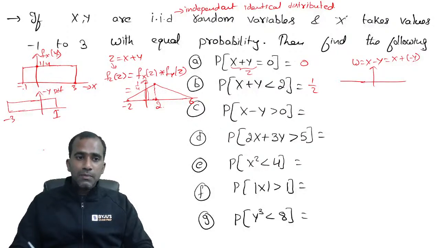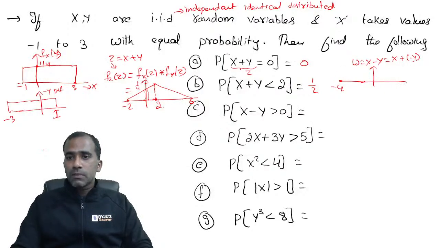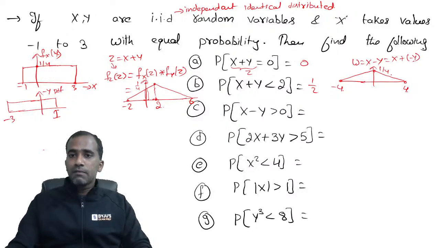If you know how to do convolution, it's an easy thing. Minus 3 plus minus 1 is the lower limit, which is minus 4. 3 plus 1 is 4, the upper limit. Convolution of two rectangles of equal width results in a triangle. The height should be 1 by 4, then only the area will be 1. So this is the PDF of x minus y.